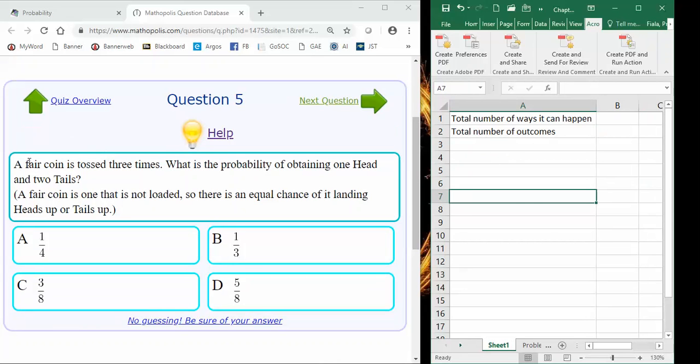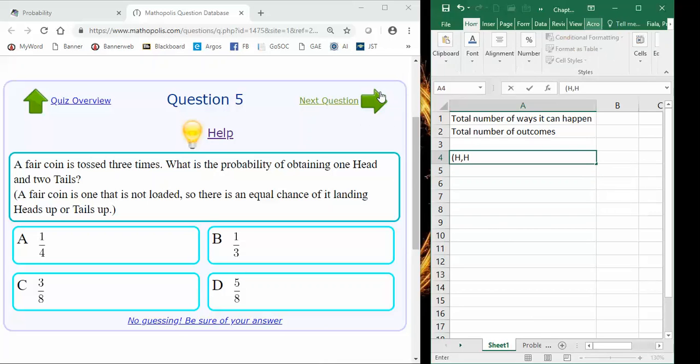Okay, so now a fair coin is tossed 3 times. What is the probability of obtaining one head and two tails? A fair coin is one that is not loaded, so there is an equal chance of it landing heads up or tails up. Okay. So 3 times. Let's go ahead and put the combinations. We can have head, head, head, correct? Oops. We can come up with head, head, tail. We can come up with head, tail, and head.